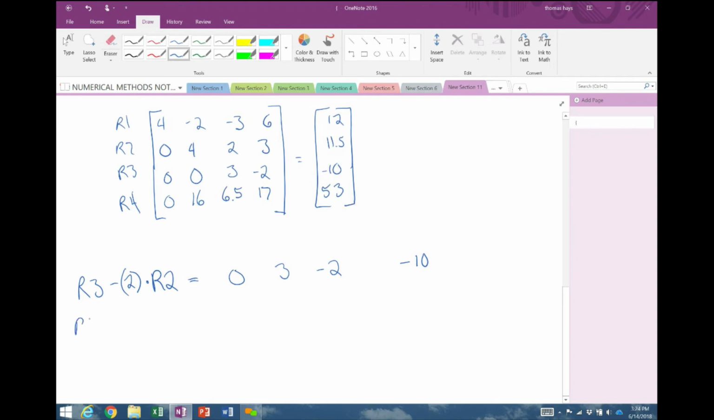This gives us R4 minus the scaling here needs to be obviously 4 times row 2, which we're using as the pivot. Again, R2 is the pivot row. This results in coefficients 0, negative 1.5, 5, and 7. Plugging it right into the matrix for that example. 0, negative 1.5, 5, and 7.